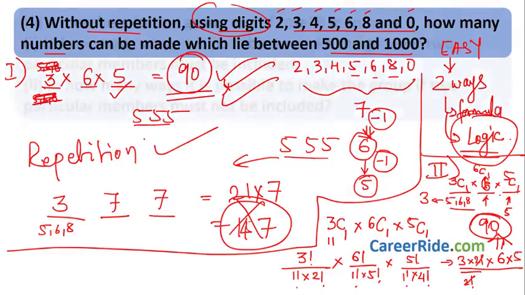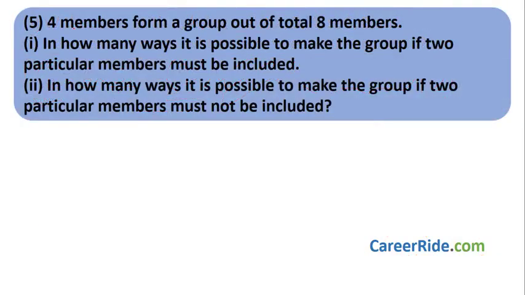Moving to next question. Question number 5. 4 members form a group out of total 8 members. Point 1. In how many ways is it possible to make a group if 2 particular members must be included? Point number 2. In how many ways is it possible to make the group if 2 particular members must not be included? Now here there are 2 sub questions. Earlier we saw how to solve the sum using logic also and formula also.